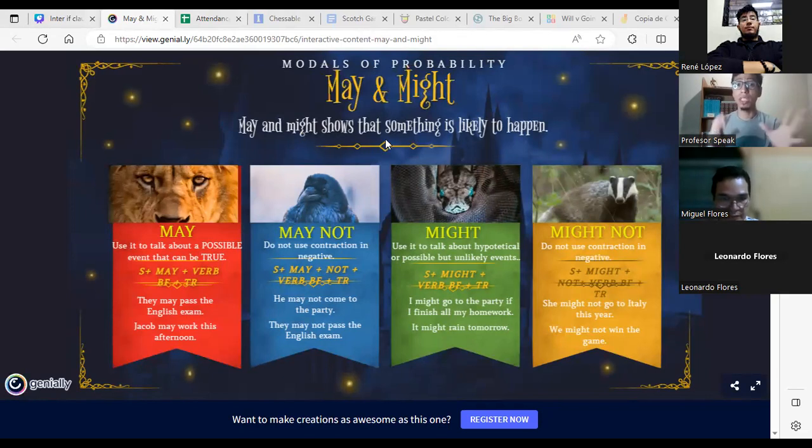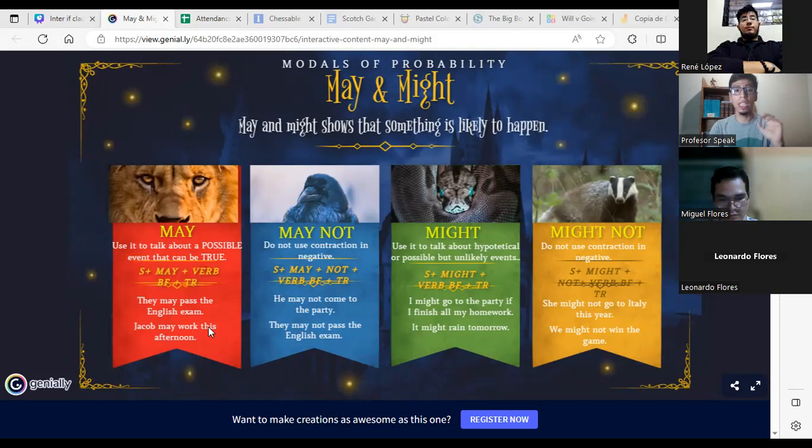Okay, so modals of probability, may and might. May and might show that something is likely to happen. There is a possibility that something will happen. Okay, may. Use it to talk about a possible event that can be true. I may go with you if I don't get sick. That's a strong possibility. How much percent? 70%. We are going to handle this like that. 70% of probabilities.